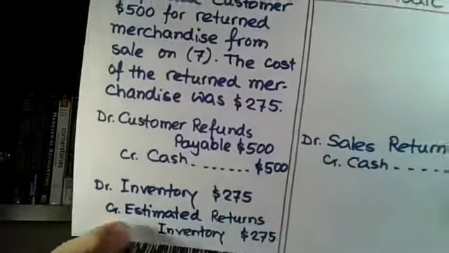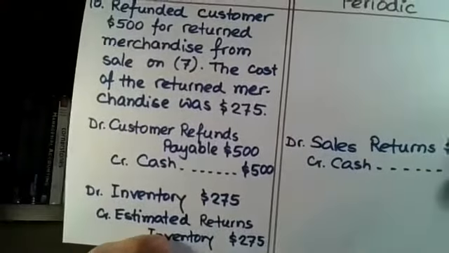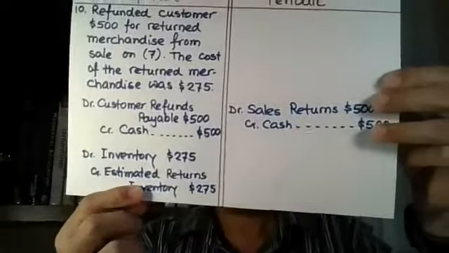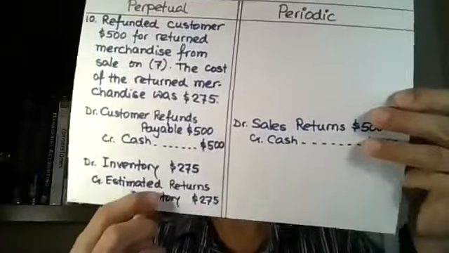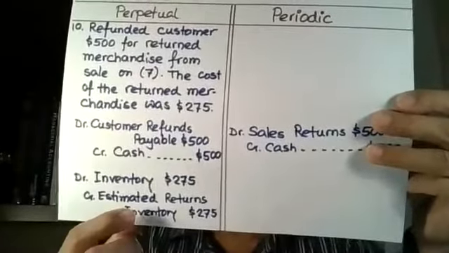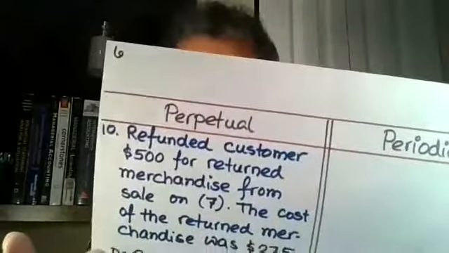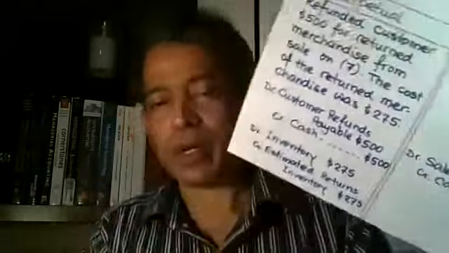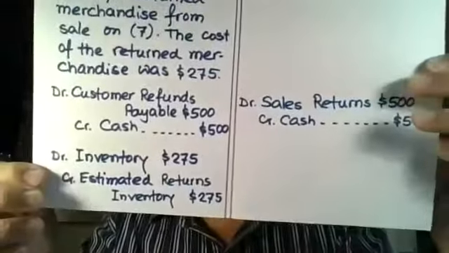And then here, estimated returns inventory is credit. All right. That also originates as part of an adjustment. So when you do the adjusting journal entries at the end of the period, you're going to see we create this customer refunds payable as well as estimated returns inventory. So here we are just knocking them off. All right.